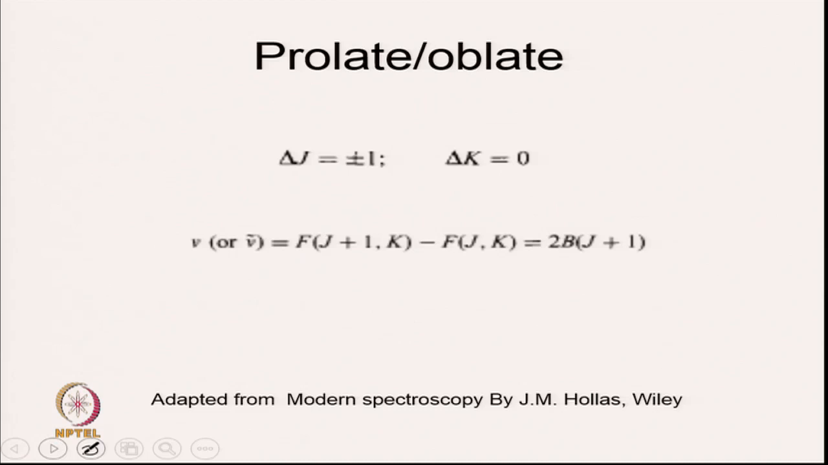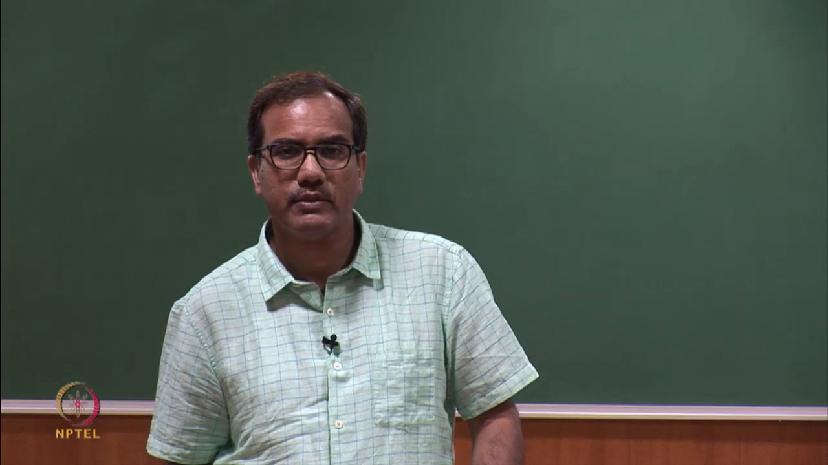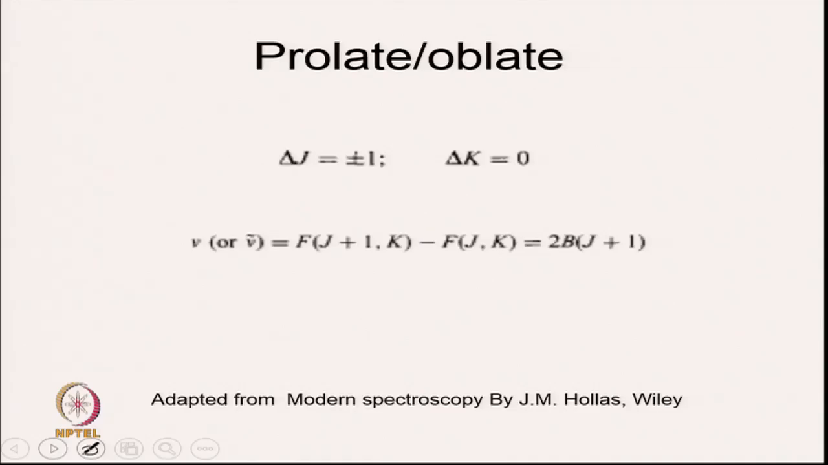For prolate and oblate kind of molecules, the selection rule is delta J is equal to plus minus 1 and delta K is equal to 0, and so you can calculate the frequency or wave number of allowed transition, and that is simply 2B J plus 1.